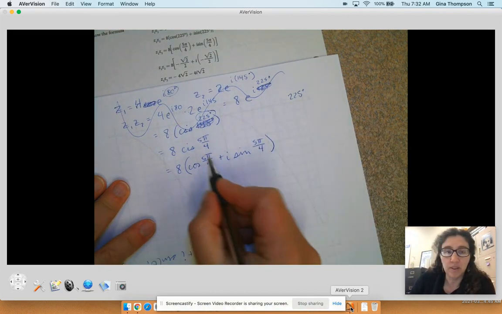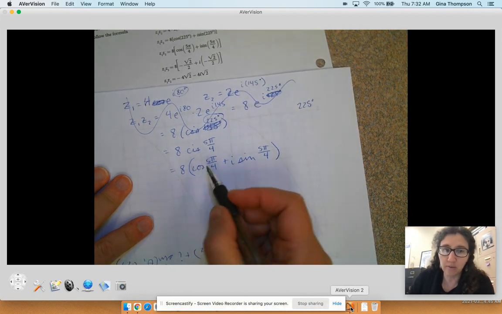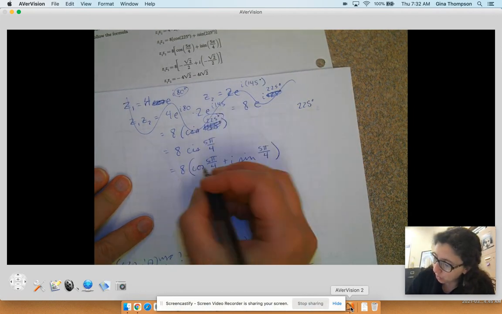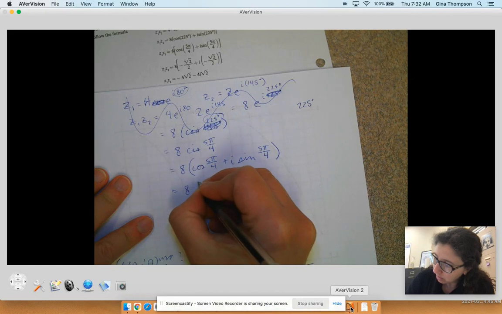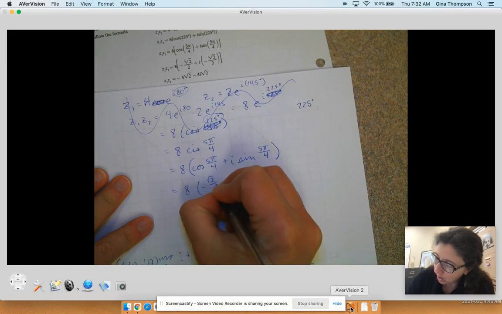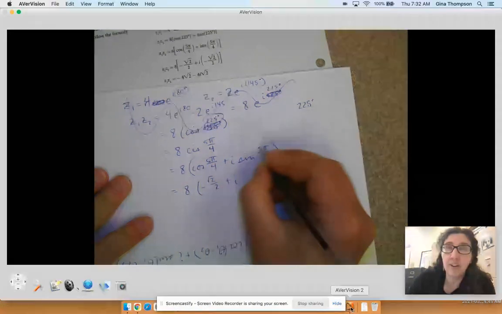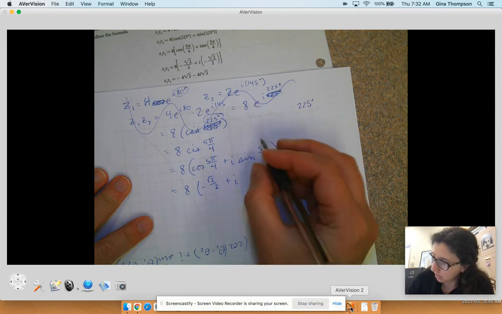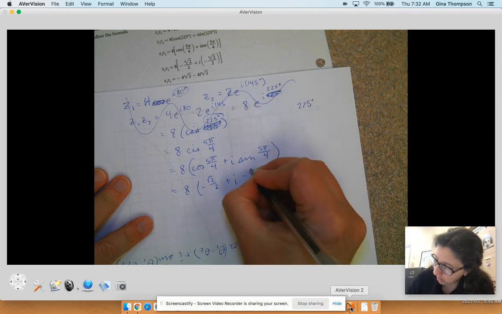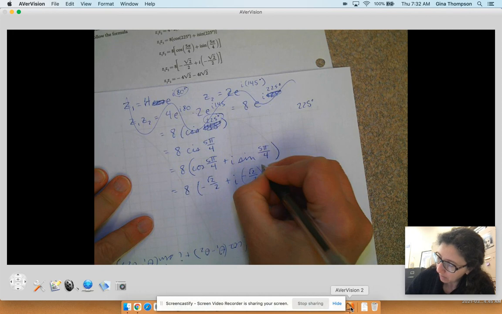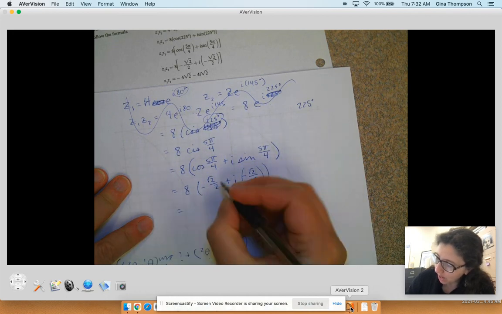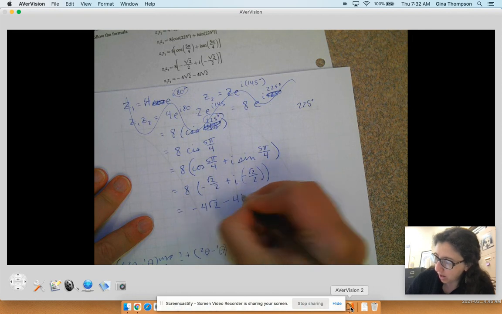And we can evaluate these, right? Cosine of 5 pi fourths, like they say, is negative square root of 2 over 2. And sine of 5 pi fourths is negative square root of 2 over 2 as well. So if we multiply this out, we'll have negative 4 times square root of 2 minus 4i square root of 2.